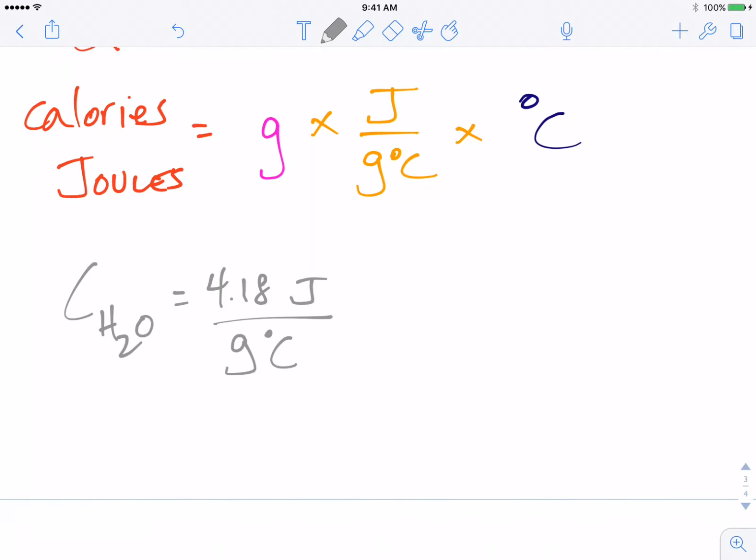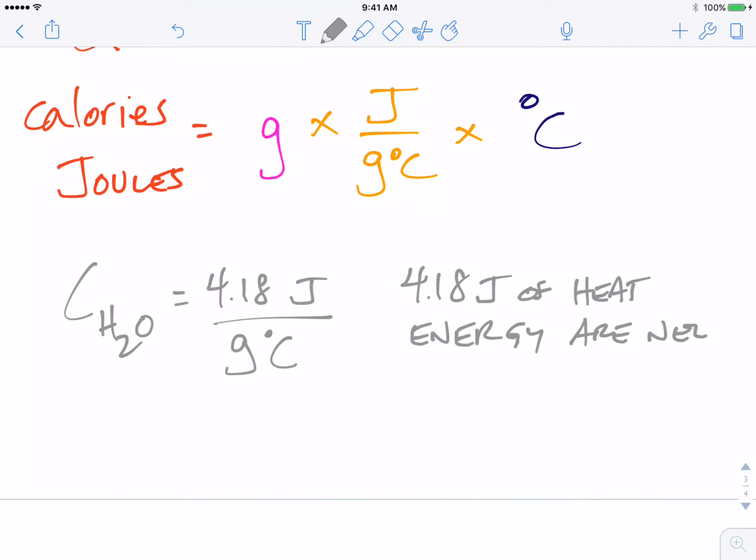But what this really means, and why the units are sort of more complicated than most, is that 4.18 joules of heat energy are needed to raise 1 gram of a substance 1 degree Celsius. Okay, clean up my writing there a little bit.